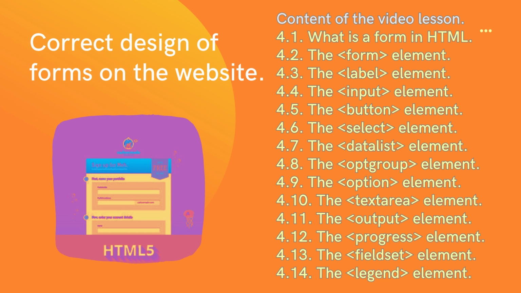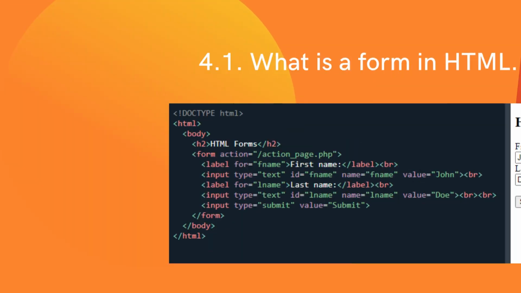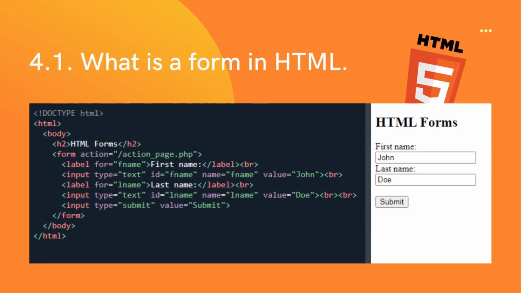Content of the video lesson. Part 1. What is a form in HTML? The form element. The label element. The input element. Button element. The select element. Data list element. The opt group element. The option element. The text area element. The output element. Element progress. The field set element. Legend element.